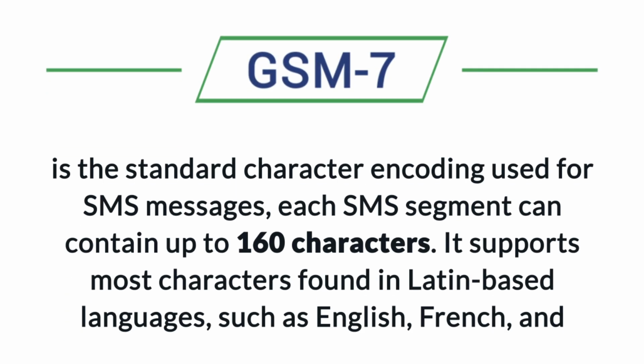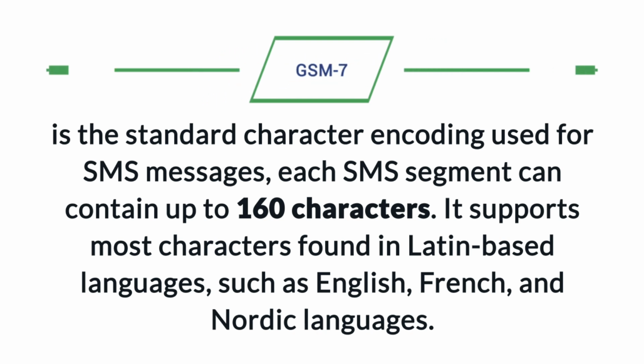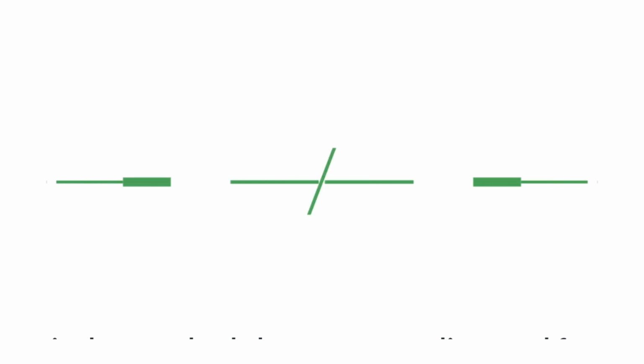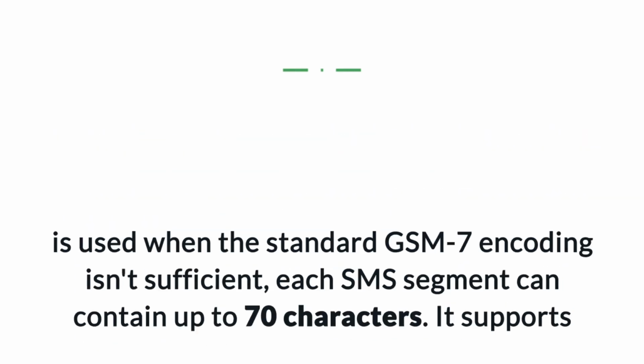The quick overview is that there's GSM7, which is the standard for basic messages. It can contain up to 160 characters and supports most Latin-based languages, like English. The other encoding type is UCS2, which is used when GSM7 isn't sufficient. And this type can only contain up to 70 characters, but the upside is this type supports special characters, like emojis.